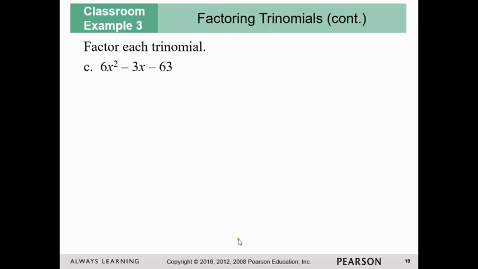So here we have another one, and this one looks a little more complicated. But the first thing we notice is that we can factor out a 3 out of each one of these terms. That'll make it a lot easier. Now we have another trinomial here, 2x squared minus x minus 21, which is going to be a lot easier to factor. But remember, the first thing we do is factor out the common factor here of 3.